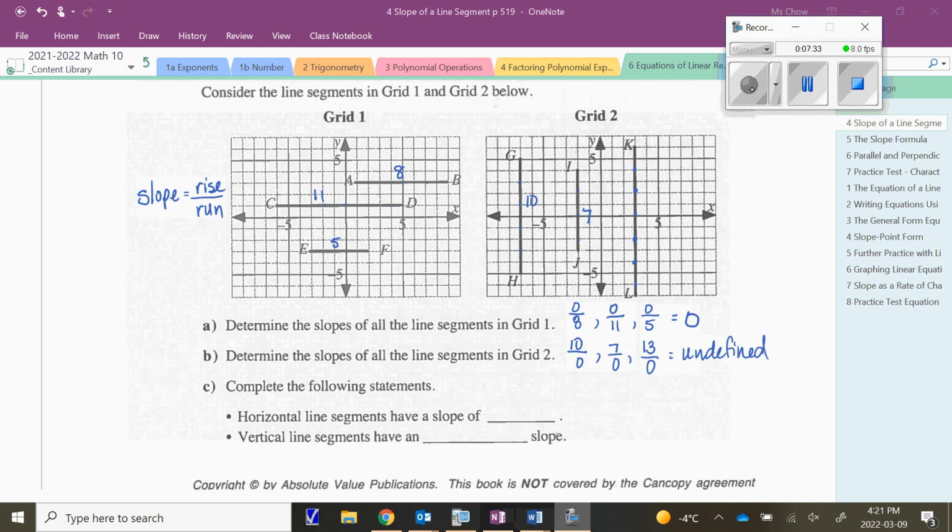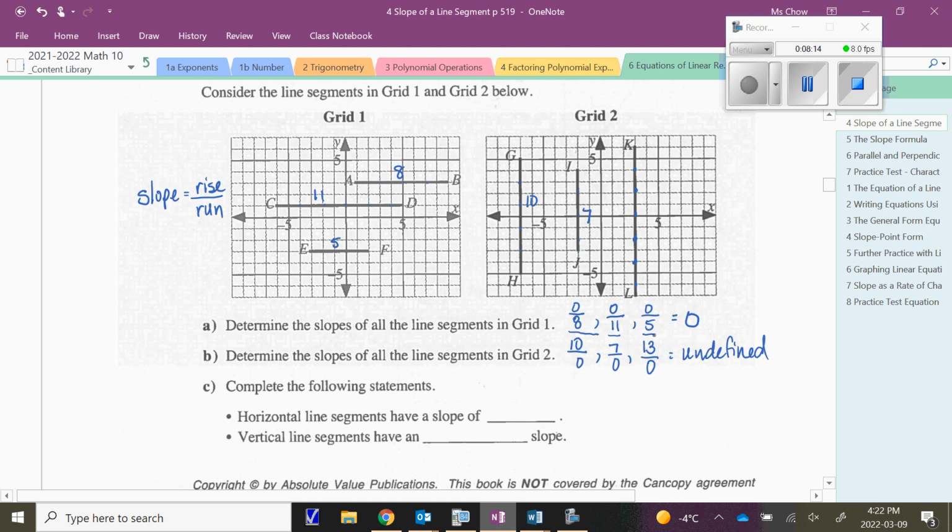Okay, so what do we notice when we look at slope being rise over run in grid 1 with all of our horizontal lines? Our rise is actually 0 because we're not going up at all, we're just going a horizontal distance. And so when we take a look at those slopes, it's 0/8 or 0/11, 0/5, and in every case, 0 divided by anything other than 0, 0 divided by 8, 0 divided by 11, 0 divided by 5 is 0. So the slope is 0, and that makes sense, because if we say, well, how steep is it? Well, if it's flat, it's not steep at all. So that's why the slope is 0.